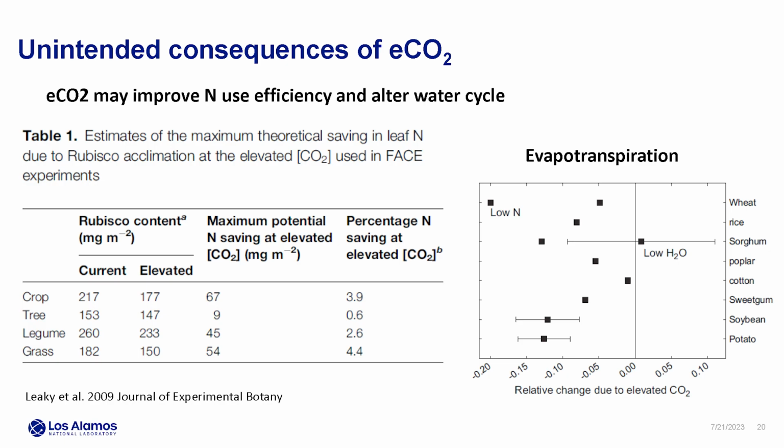On the right-hand side is a graph about the evapotranspiration effects of different crops. What I want to point out here is that the influence of elevated CO2 on water use efficiency and evaporation rates depends on whether you are in a well-irrigated system or not, and whether you are low in nitrogen or not. But generally there is a, yeah.